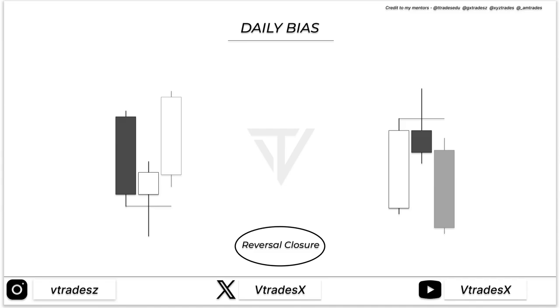Reversal closures. Bullish reversal occurs when price dips below yesterday's low, but then aggressively closes back above that low. It's a classic rejection pattern, showing price has found support and is ready to reverse higher. Bearish reversal occurs when price takes out yesterday's high, but then closes back below that high. This is a rejection from resistance, indicating price is likely to reverse lower.